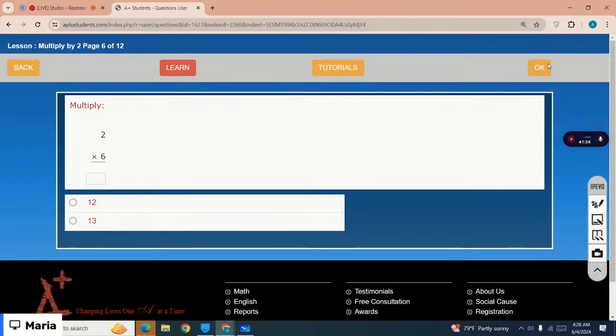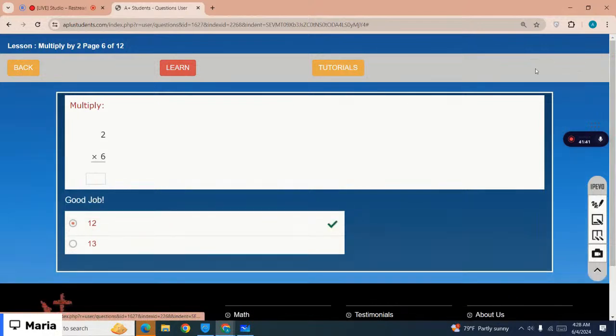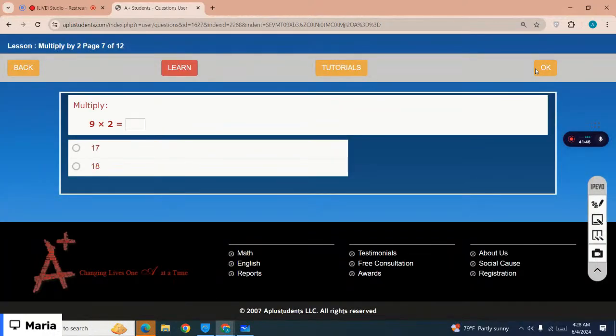Two times 6, which is the correct option? Two times 6 is 12. The correct option is 12. If you are still not perfect with multiplication, please do one times table daily, right? If you want to be perfect with multiplication and division, you must be perfect with the times table. So if you're still not perfect with multiplication, start working on your tables, right?